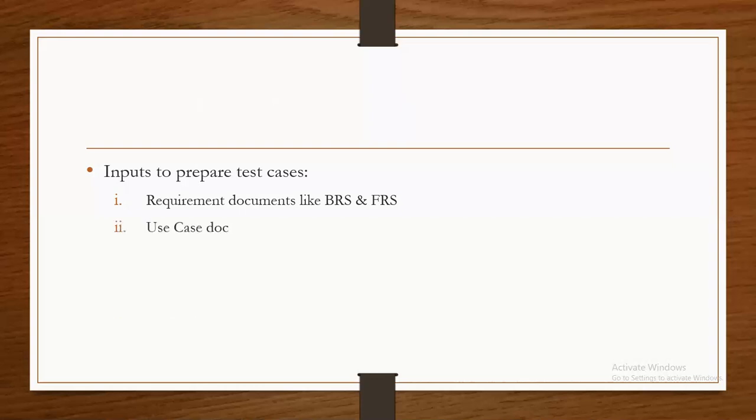The second one is the use case document. Third one is the user interface design document. Fourth one, test scenarios. So these are the inputs for the test engineers to derive the test cases. Whereas use case and user interface design documents are optional in the majority of cases.